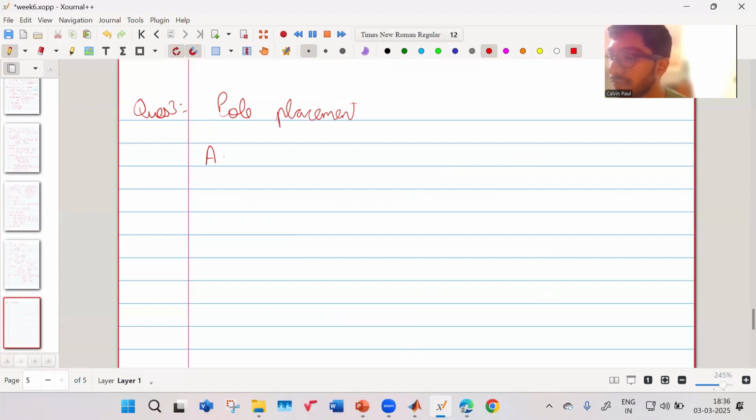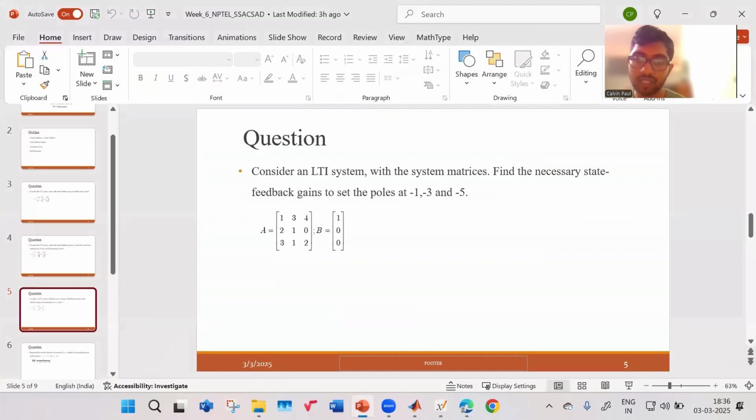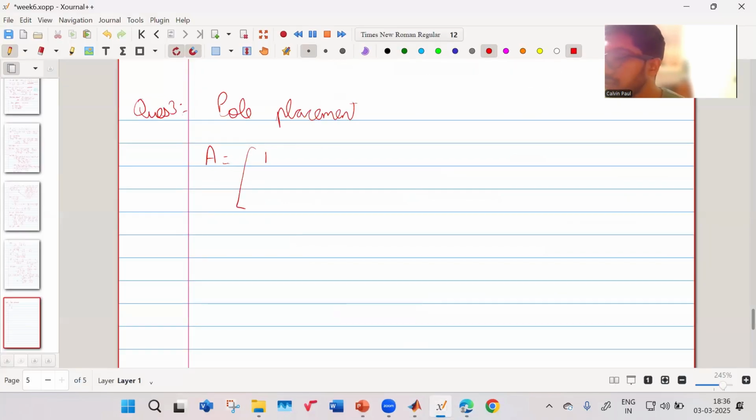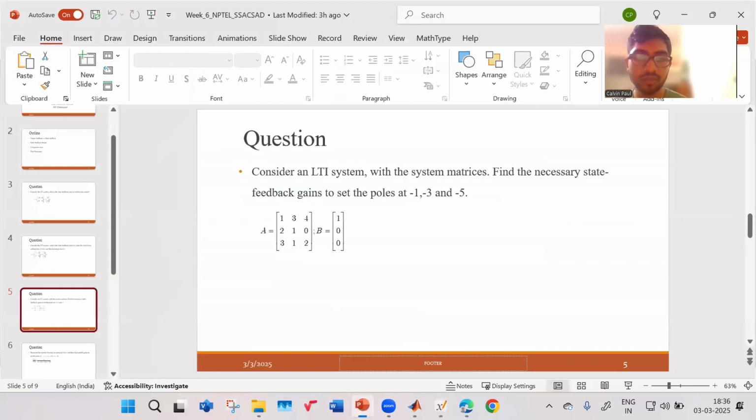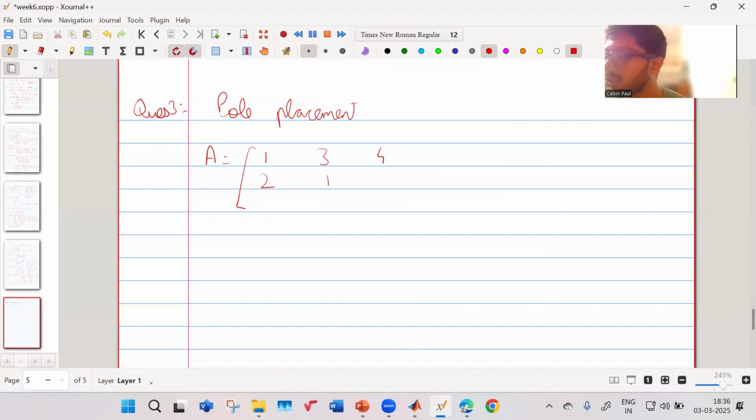Here we have A, which is given by [1, 3, 4; 2, 1, 0; 3, 1, 2]. This is A. And what is B? B is [1; 0; 0].